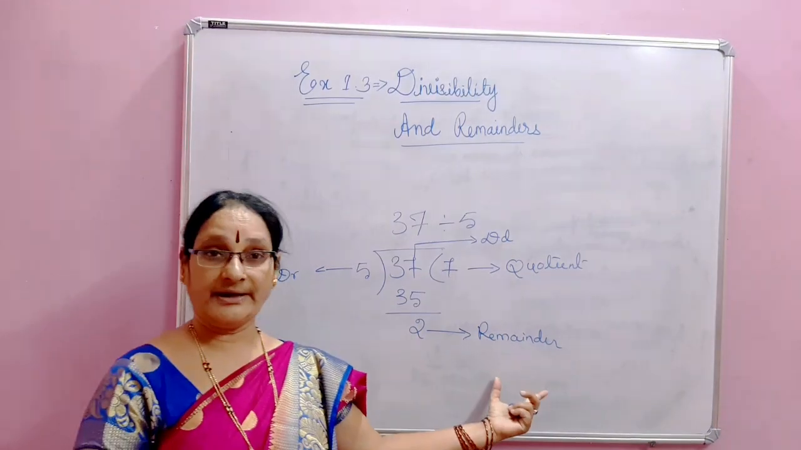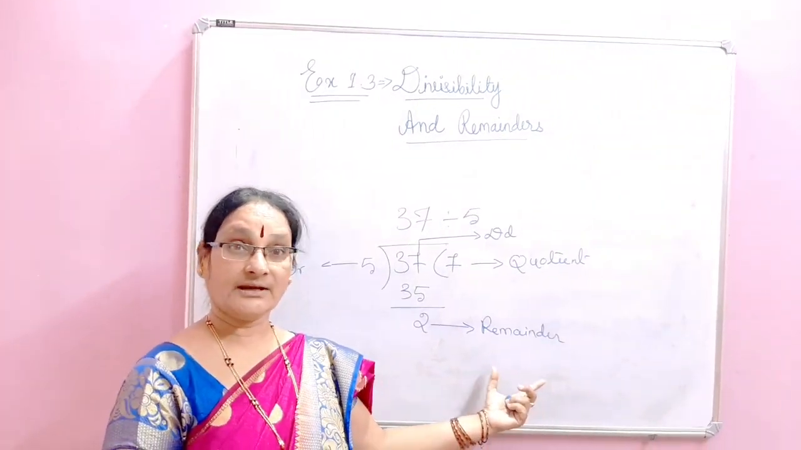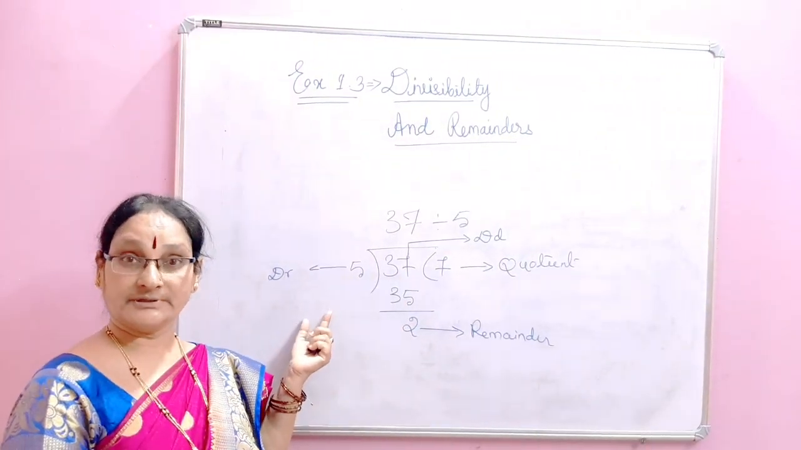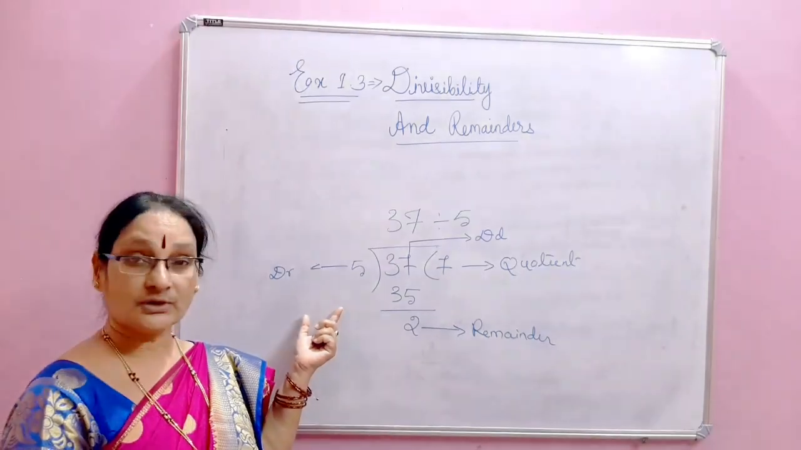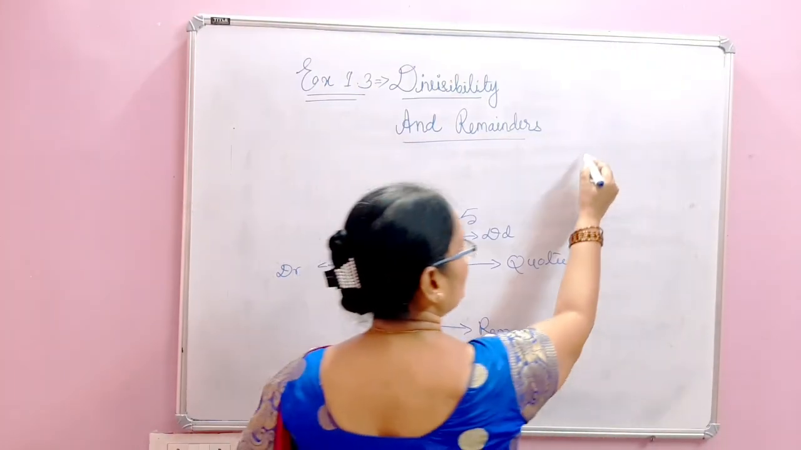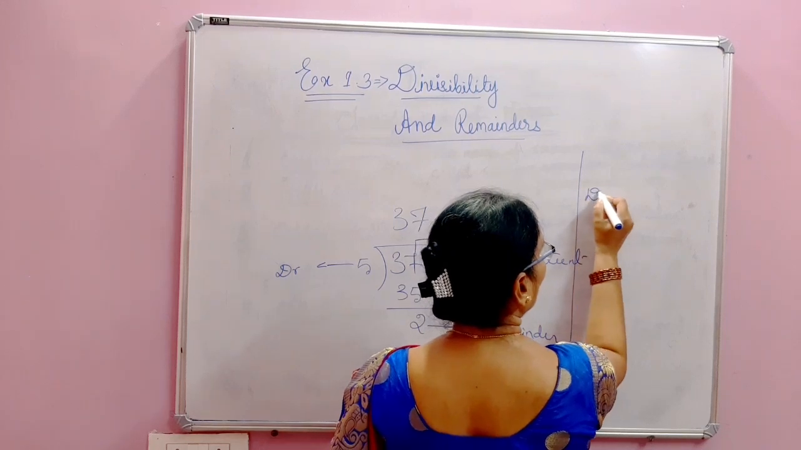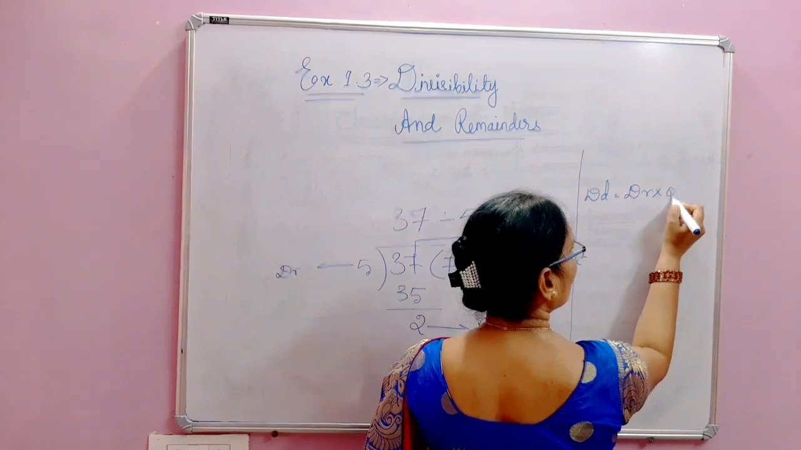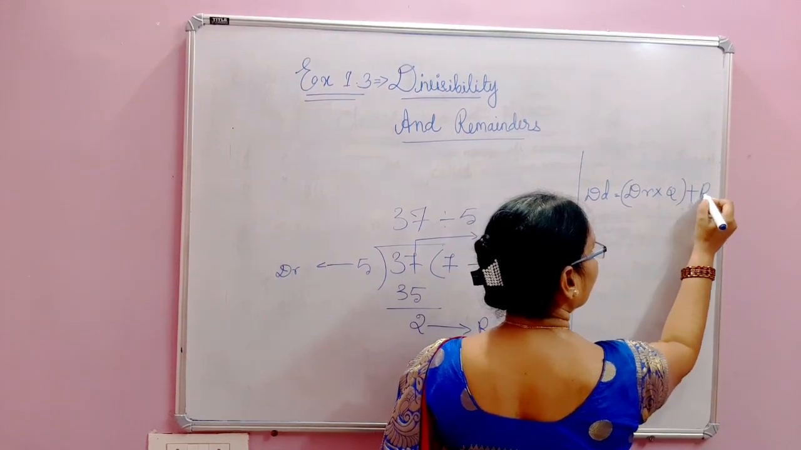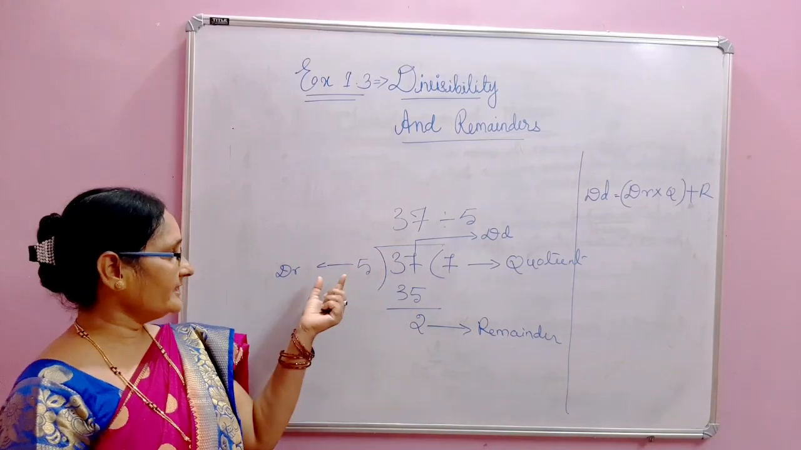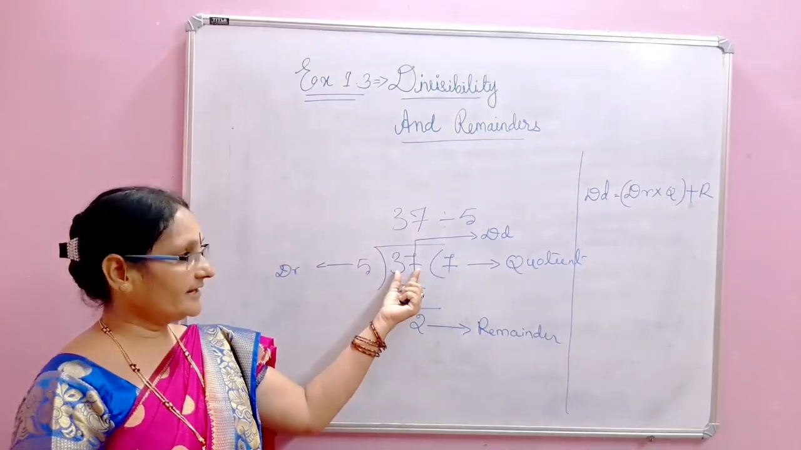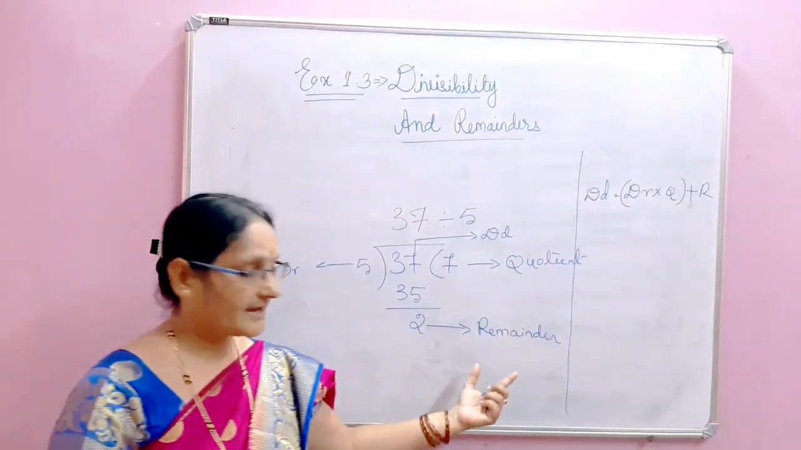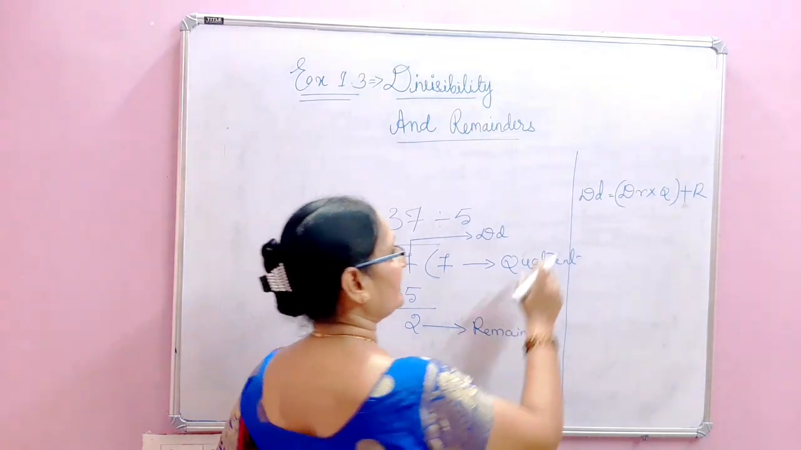Now the nature of the remainder, how the remainder will be when one natural number is divided by another natural number, that we are going to learn now. This concept we show as: dividend is equal to divisor into quotient plus remainder. This example we will take according to this.